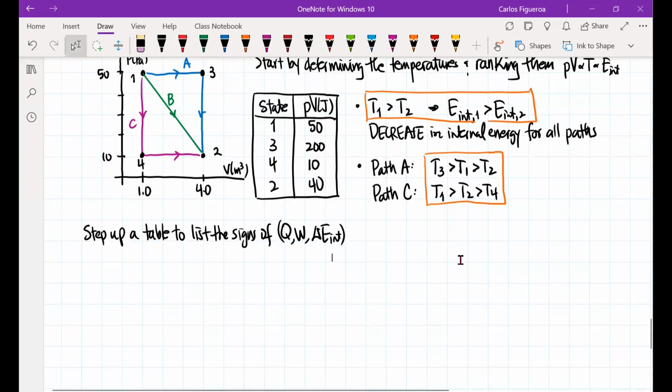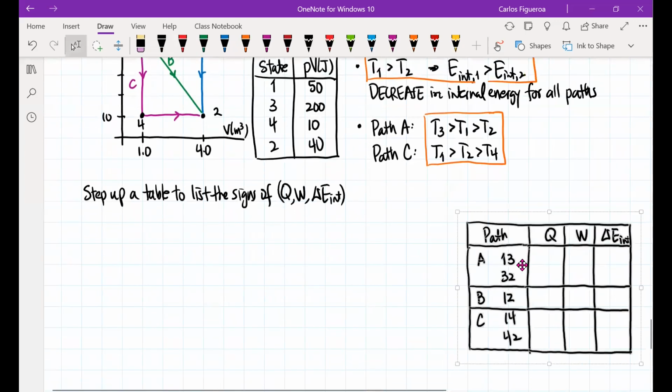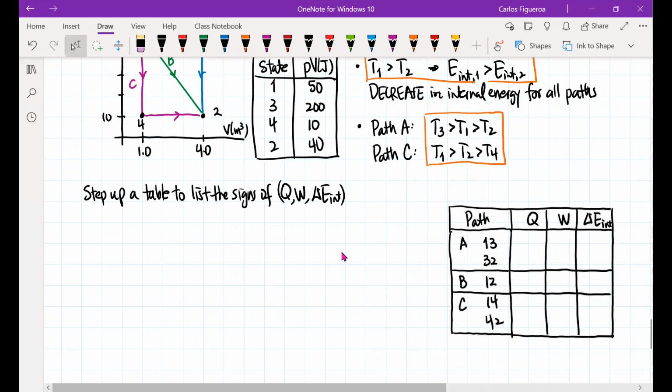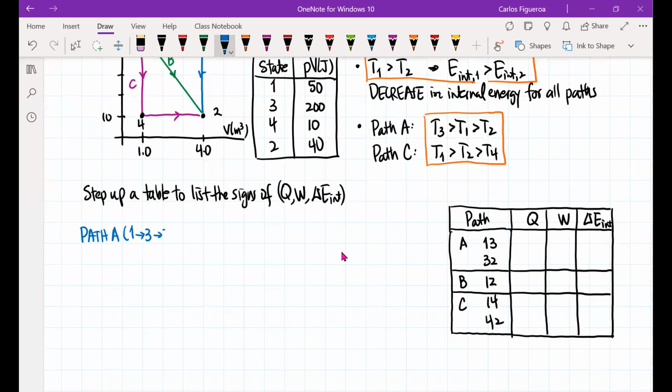So I've already created it, and I'm just going to paste it right here. So I'm going to leave it right there. So now that I have that, I'm now going to just start working my way through it. So here I go. I'm going to start with the blue path. This is path A. And we know that this goes from 1 to 3 to 2.